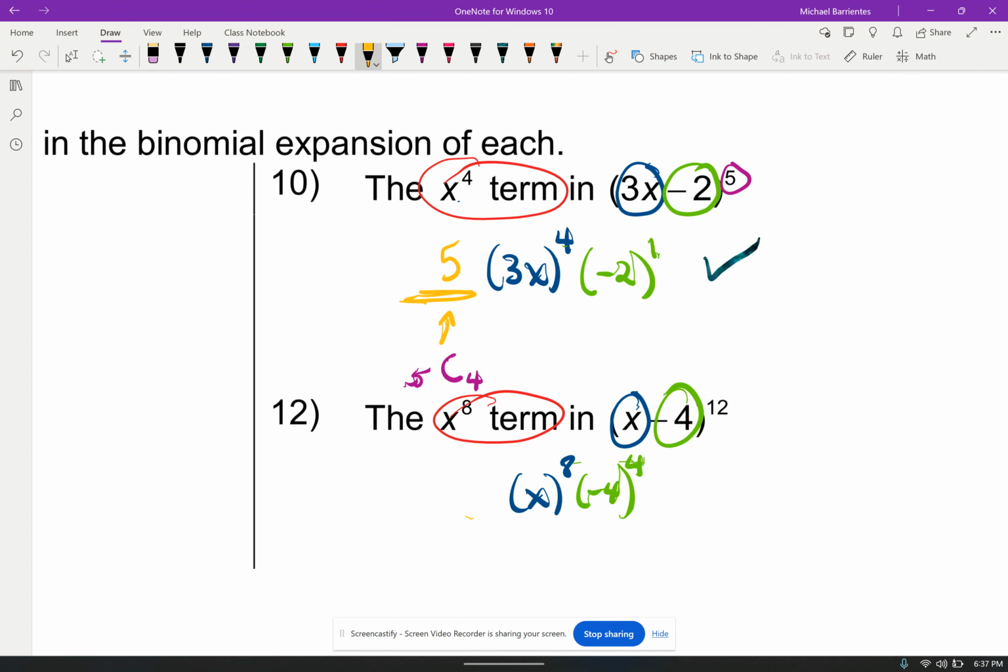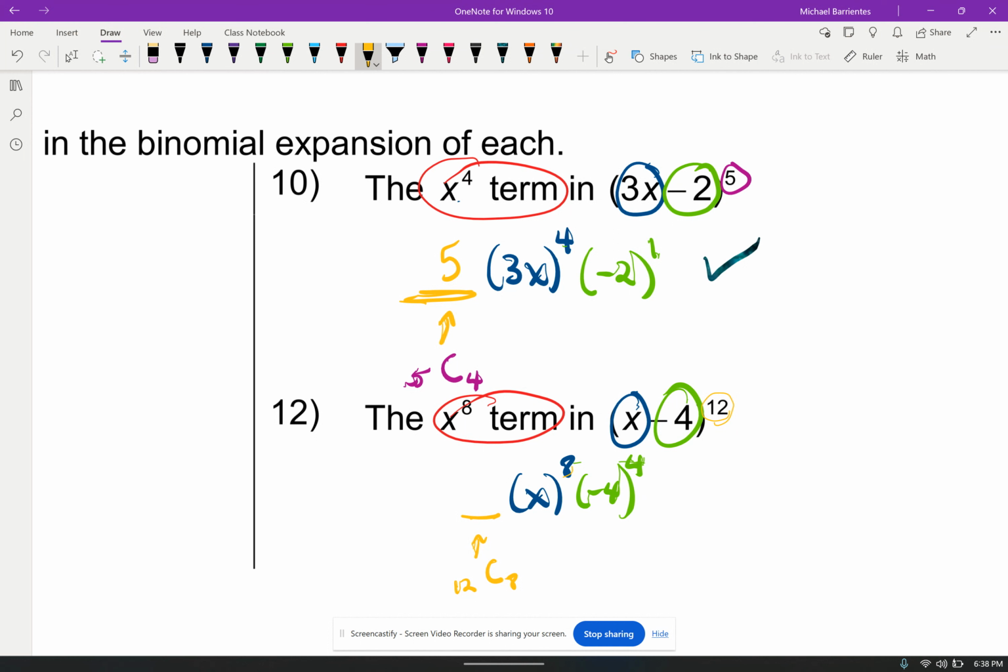And then to figure out the number that I multiply in front, I'm going to do 12 combinations where you choose 8. 12 because that's the total number, 8 because that's the one that I want, and this is going to give me the answer that I need. 12 choose 8. Twelve combinations where I choose 8. Let's see what that equals. Oh, I guess I can use my handy-dandy calculator. Silly Mr. Barrientos. Or maybe I can't.